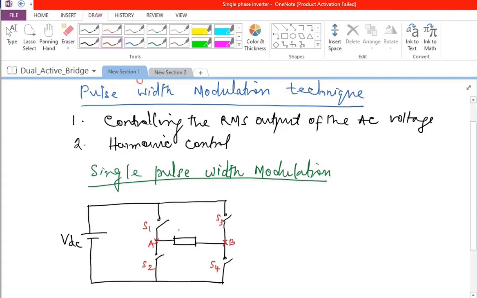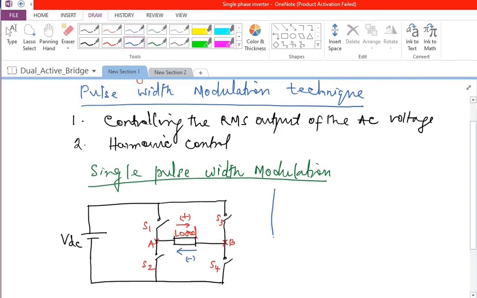And when positive half cycle is happening, we are going to have the load current flowing from A to B. So this is going to be positive half cycle. And when the current flows the other way around, that is B to A, this is negative half cycle.